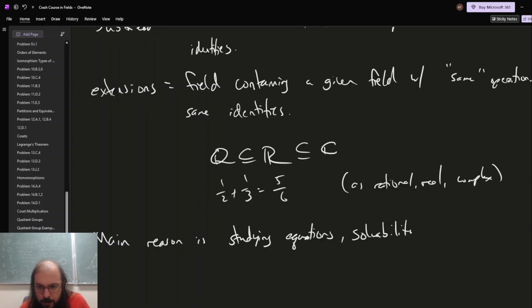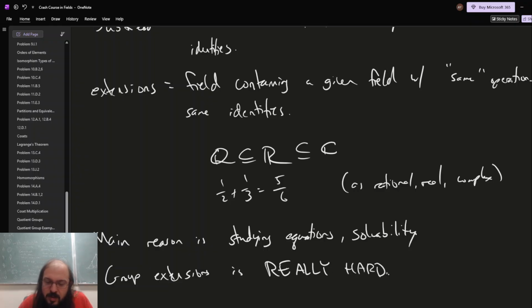is a core theme. And in group theory, we saw that it's kind of hard to solve equations in groups, right? Like you have a pretty limited ability to collect terms together. In fact, you oftentimes just can't. And so the theory of group extensions is really hard in comparison. So there is a theory of group extensions, and it even is related to solving equations in groups.